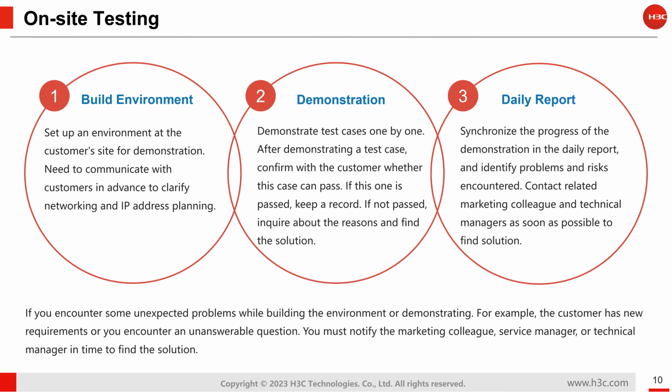The on-site testing includes 3 parts. Firstly, when you arrive at the customer site, you need to build the demonstration environment. You should communicate with customers in advance to clarify networking and IP address planning, and build the network based on this information. After building the environment, you should demonstrate the test cases one by one.